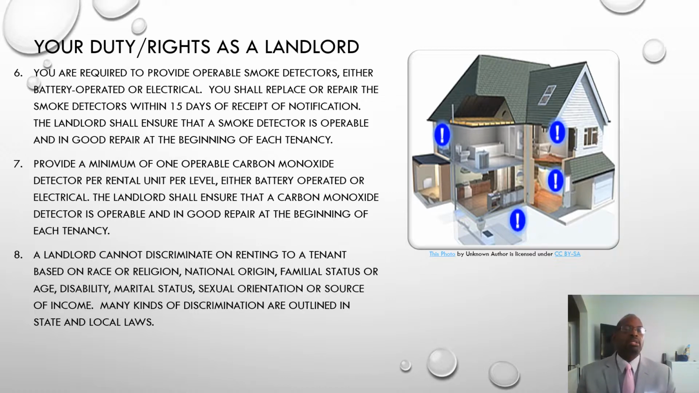Now, the landlord cannot discriminate against you in renting to a tenant based on race or religion, national origin, familial status, or age, disability, marital status, sexual orientation, or source of income. There are many kinds of discrimination that are outlined in actual federal, state, and local laws.